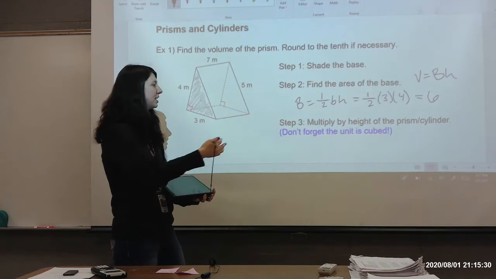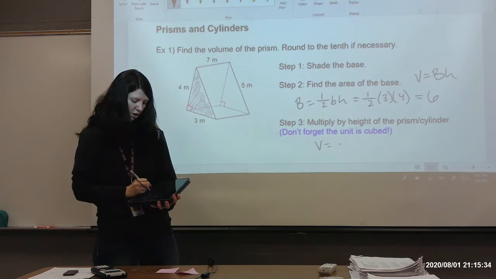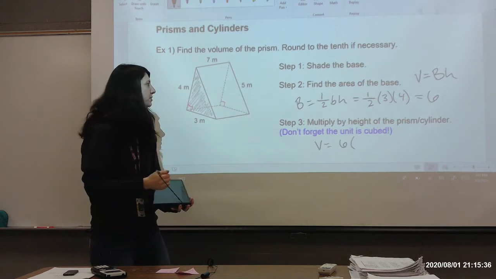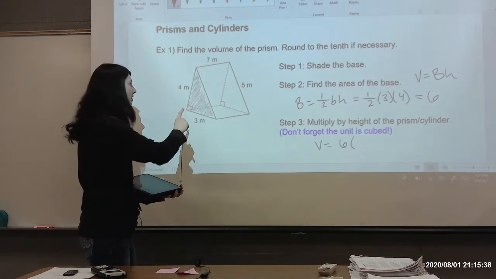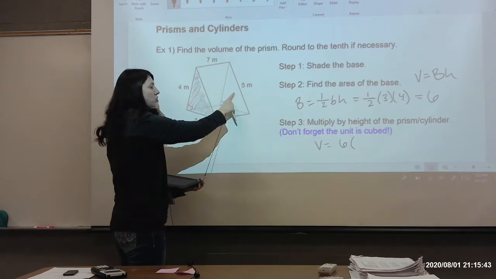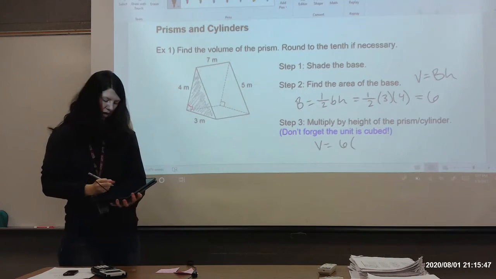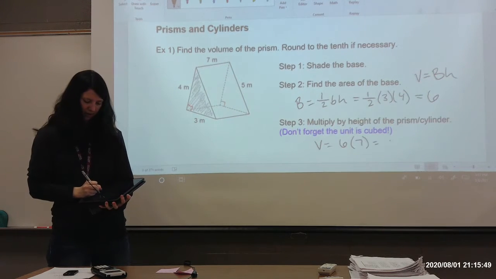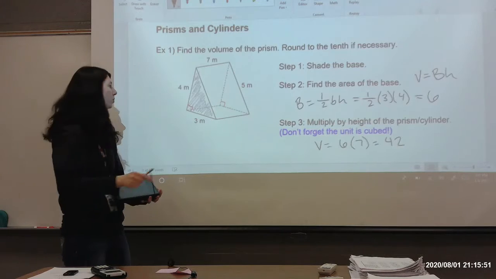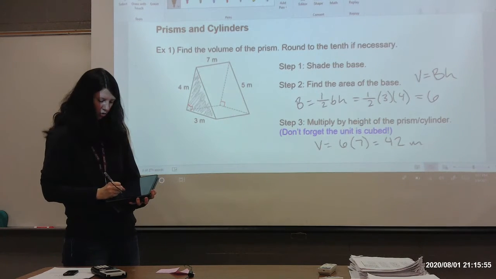All right, now the last thing is I just need to multiply by the height. We found B, which was 6, times the height, and this time we're not talking about the height of the triangle, we're talking about the height of the prism, which is the distance between your 2 bases. So we're talking about this length here, which is 7, and 6 times 7 gives us 42. We did meters times meters times meters, so that is meters cubed. And there we go, that's it.